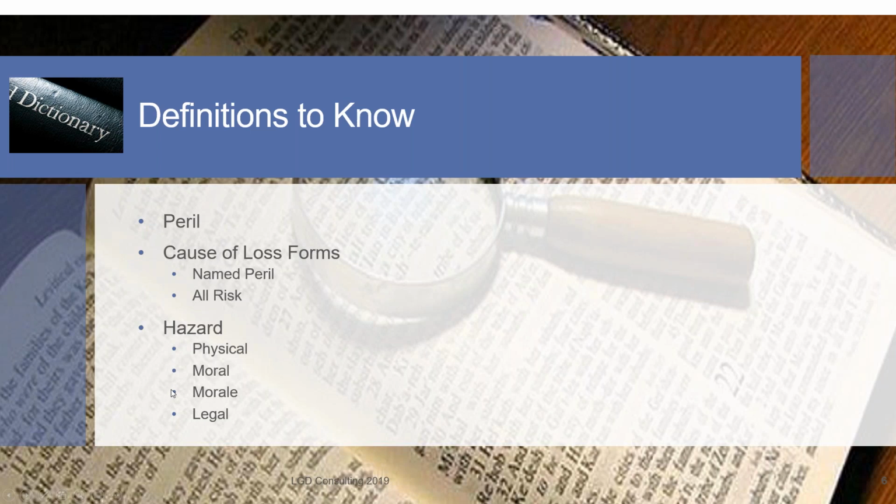Morale hazard arises out of carelessness. On the test, a lot of times you'll see having an indifferent attitude. Okay. Now, when I say indifferent attitude, that means careless, reckless. Someone who's a risk taker. They drive fast. They go skydiving, scuba diving. They're a risk taker. Okay. Which means they're more likely to suffer losses.